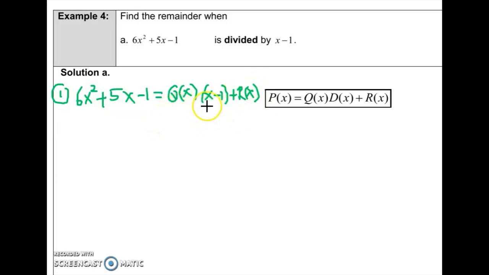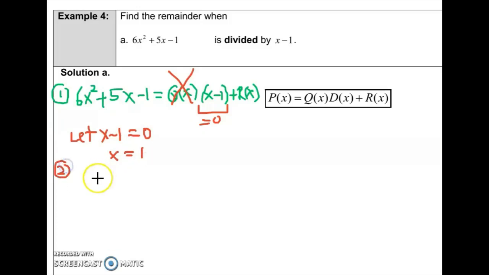So what we will do is let the divisor equal to 0 so that we don't need to find the quotient. So let x minus 1 equal 0, so x equals 1. Step 2 is to substitute the value x equals 1 into this equation.